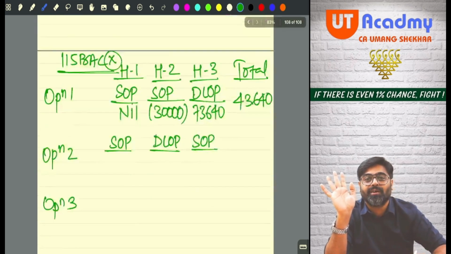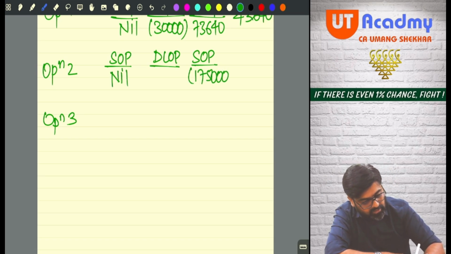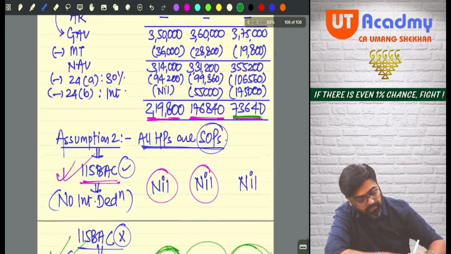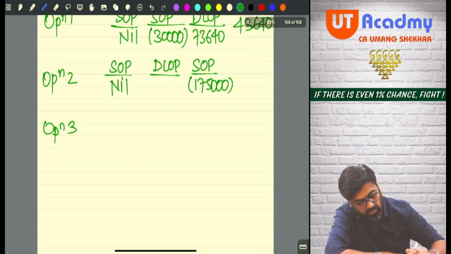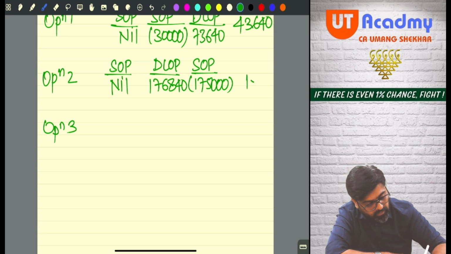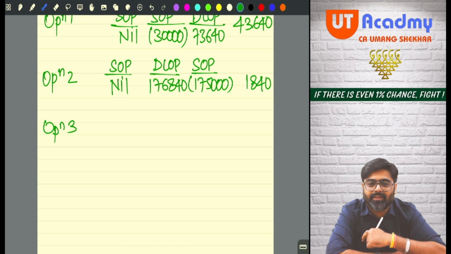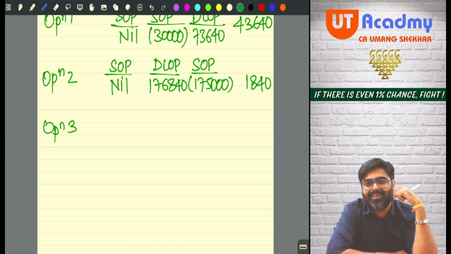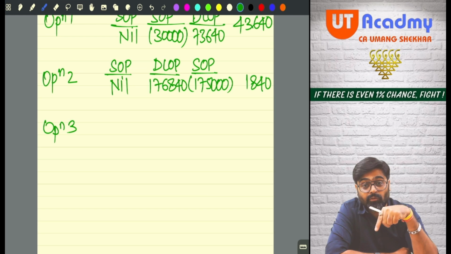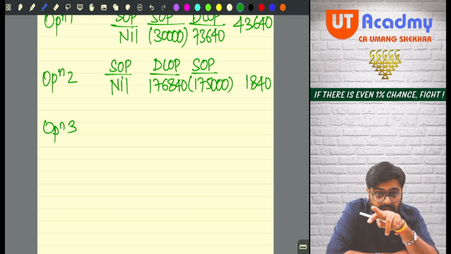Yes or no? So will I write nil here? Yes. Will I write 1,75,000 here? Yes. So what will be the DLOP income? House property 2 DLOP income is 176,840. Now it will give me 1840 taxable. Can I say this is more better than option 1? In option 1, I was supposed to pay tax on 43,640. In this option, my only taxable income will be 1840.